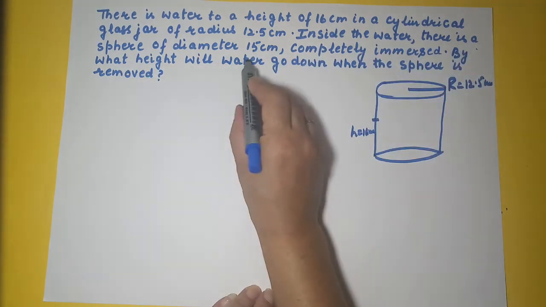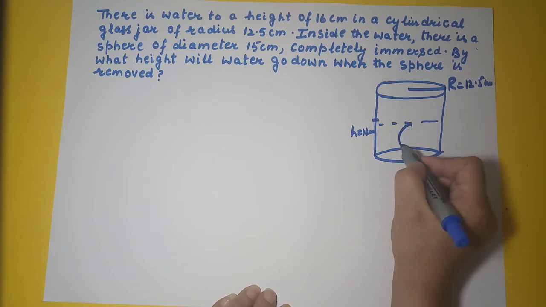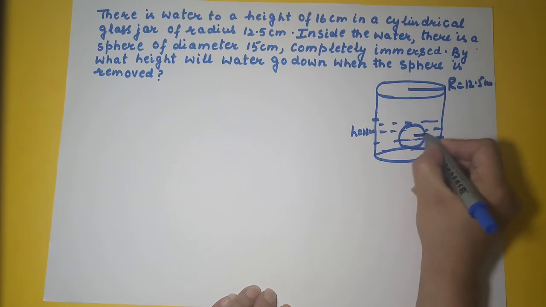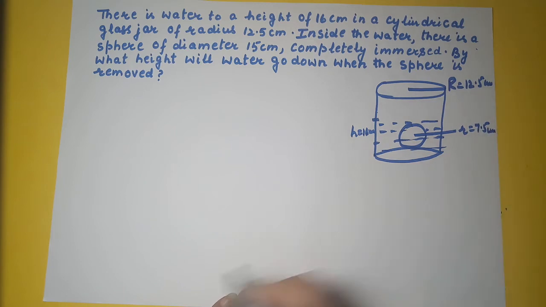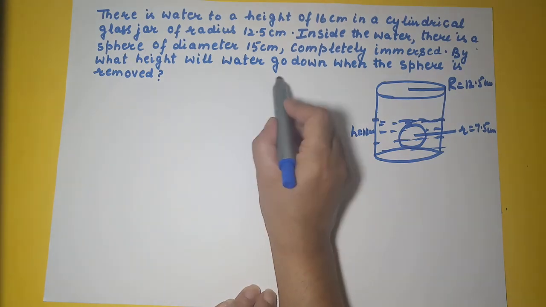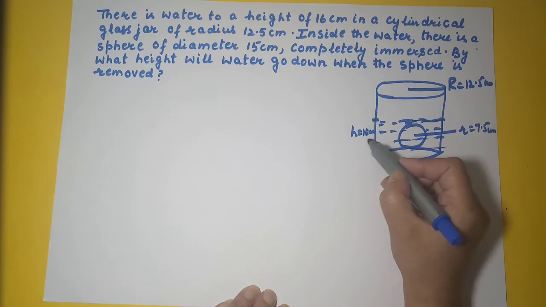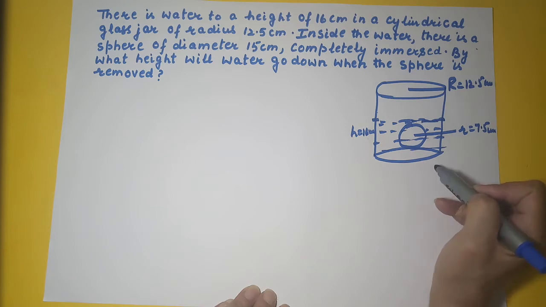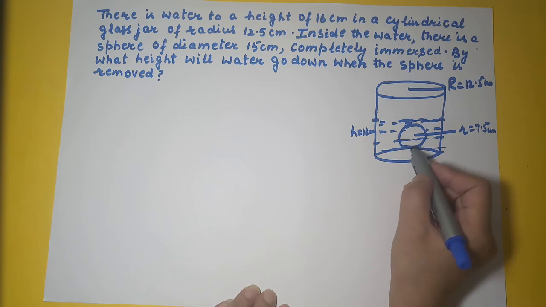Inside the water there is a sphere of diameter 15 centimeter. Now this sphere is inside the water, and whose diameter is 15, so radius is equal to 7.5 centimeter. It is completely immersed. By what height will the water go down now? The water is at the level of 16 centimeters when the sphere is in it. So when you take out the sphere, to what level will the water go down? Right, that's what we have to calculate.